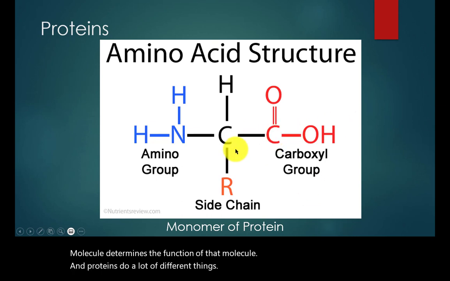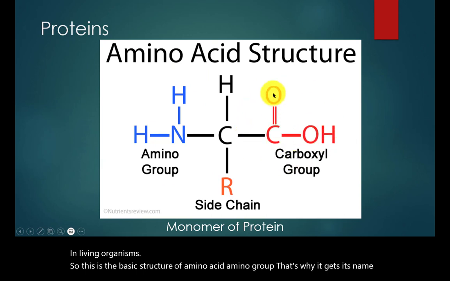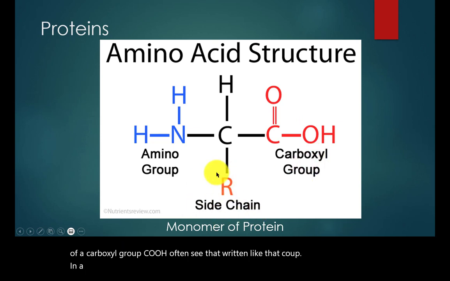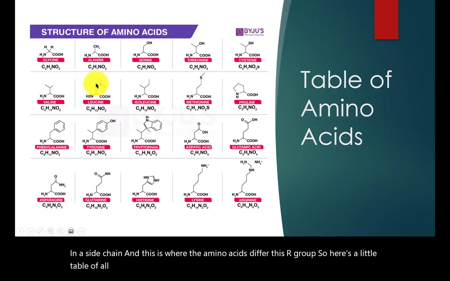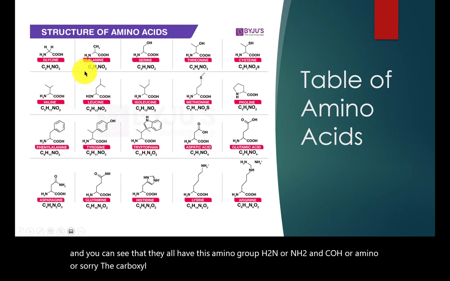In living organisms. So this is the basic structure of an amino acid. We have an amino group, that's why it gets its name. We have a carboxyl group, COOH, you'll often see that written like that, COO, and a side chain. And this is where the amino acids differ, this R group. And so here's a little table of all the different amino acids that are used to build proteins in living things. And you can see that they all have this amino group, H2N or NH2, and the COOH or the carboxyl group. They all differ on that third functional R group.